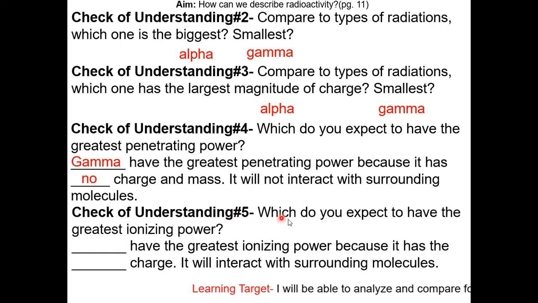Check of understanding number 5: which do you expect will have the greatest ionizing power? Alpha will have the greatest ionizing power because it has the highest charge. It will interact with the surrounding molecules.